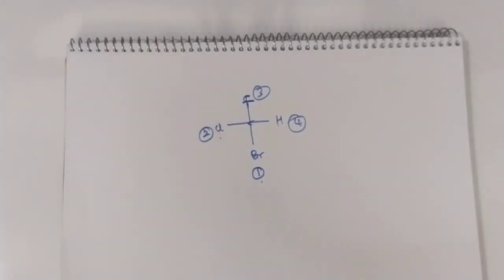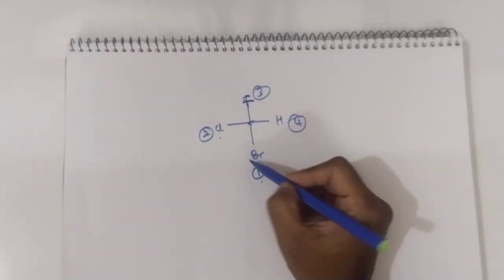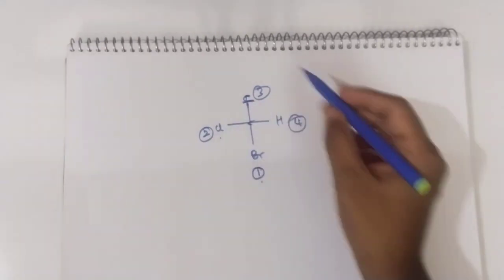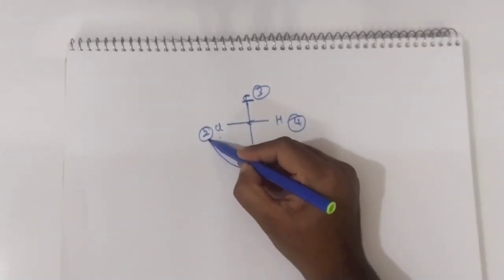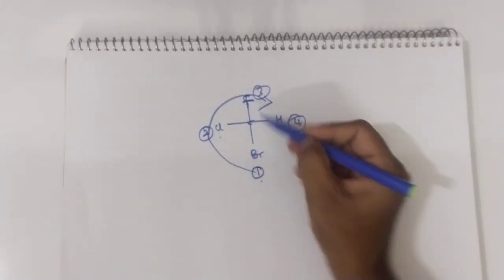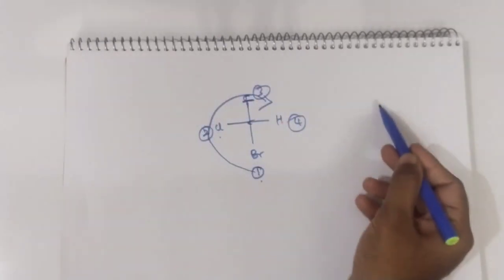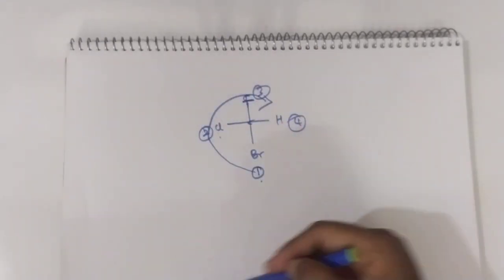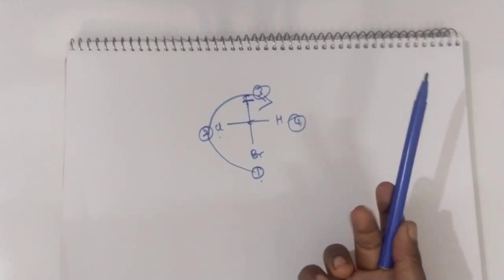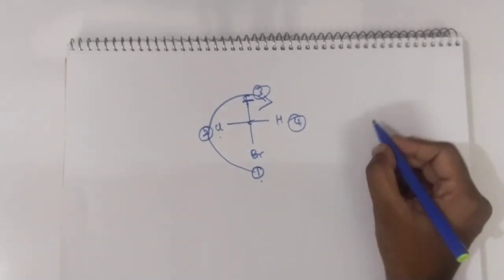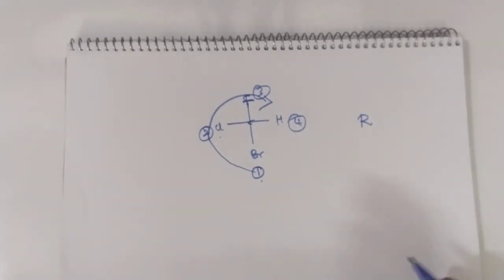Now it is very simple. You just rotate from 1 to 2 to 3. They are moving in the clockwise direction, towards your right. Clockwise means it is R configuration. Clockwise means R configuration.